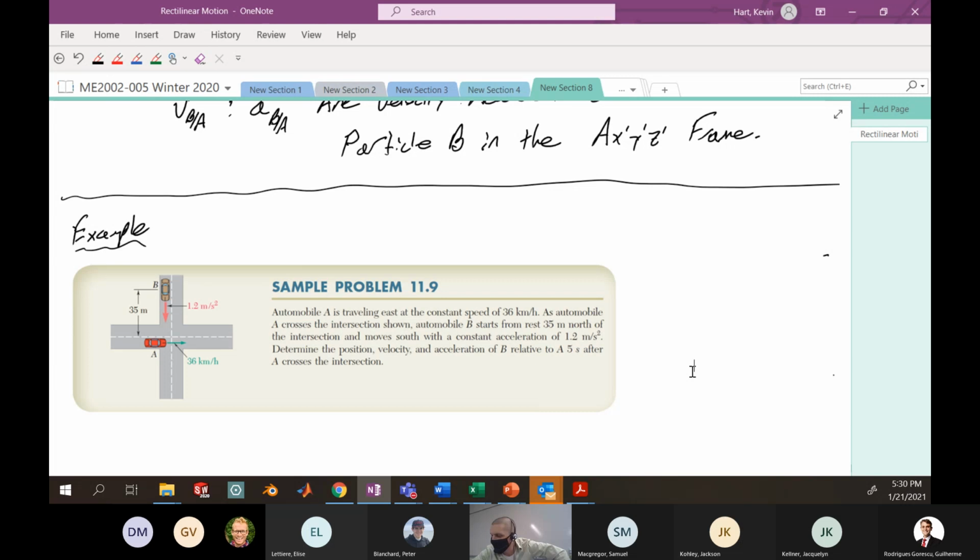Auto A, traveling east at 36 kilometers an hour, crosses the intersection at the particular time shown. Auto B starts from rest 35 meters north of the intersection and moves south with constant acceleration. Determine position, velocity, and acceleration of B relative to A 5 seconds after A crossed the intersection. So what position, velocity, and acceleration does B have in the translating A frame is what we're asking.